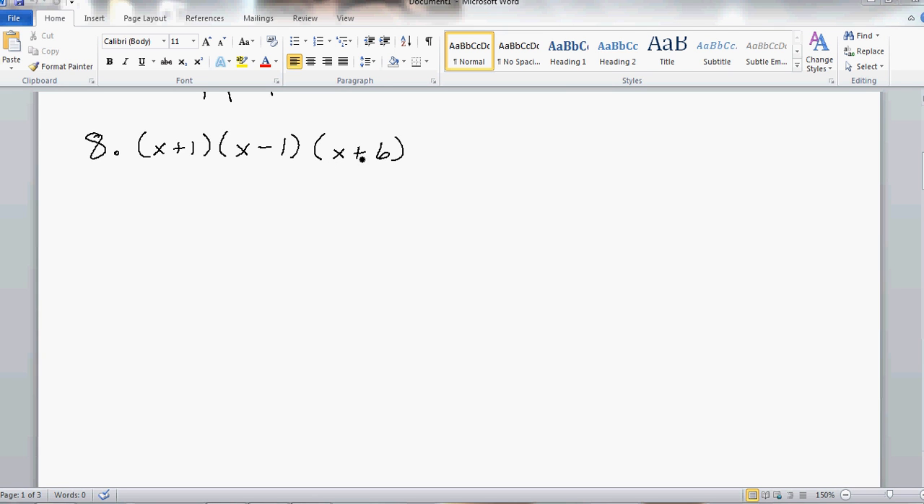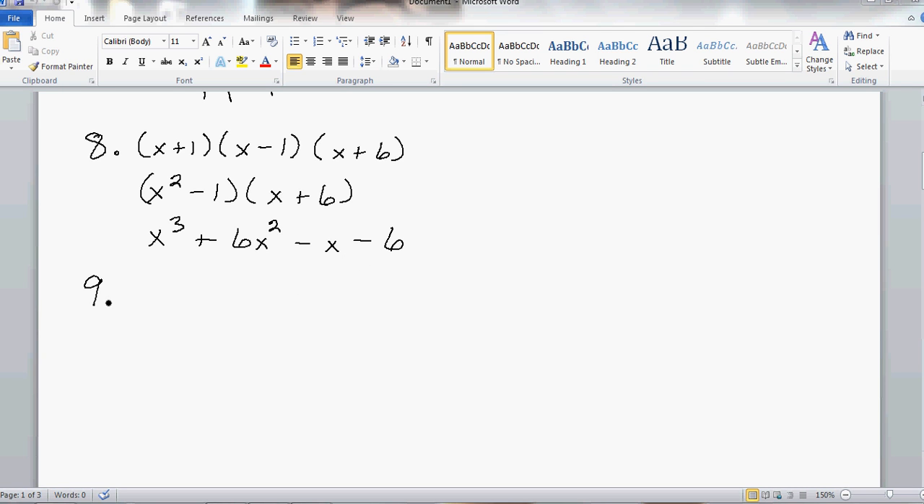Now we also need it to be degree 3. Well, I've got degree 1, 2, 3. There's my 3 degrees, so all I have to do is multiply this together. Multiplying x plus 1 times x minus 1, well, that's a difference of squares. So this is x squared minus 1. Then multiply that by x plus 6, and then I have to FOIL it again, and I get x cubed plus, taking the outer ones, 6x squared, the inner ones minus x, and the last ones minus 6. And so the answer would be x cubed plus 6x squared minus x minus 6.